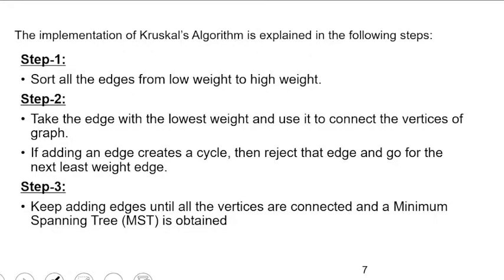The next step is to take the edge with the lowest weight and use it to connect the vertices of the graph. First you find the lowest weight edge and select it, then after that the next lowest weight, and so on. If you add a new edge to an existing tree or an existing MST and it creates a cycle, then you have to reject the edge and go for the next least weight edge. And step 3 is to keep adding edges until all the vertices are connected and a minimum spanning tree is obtained.